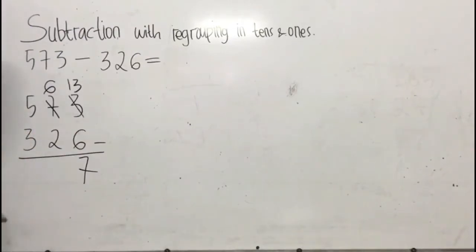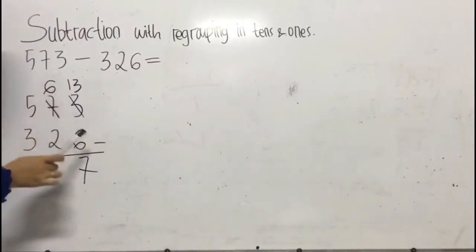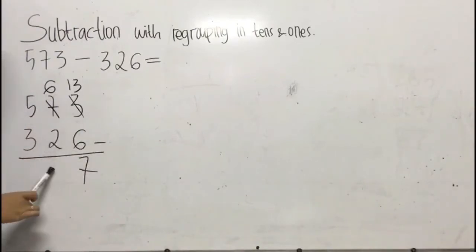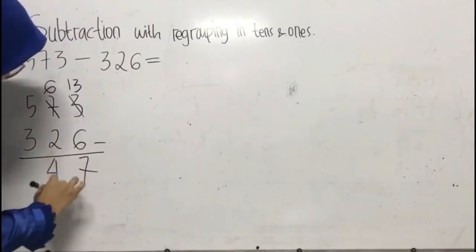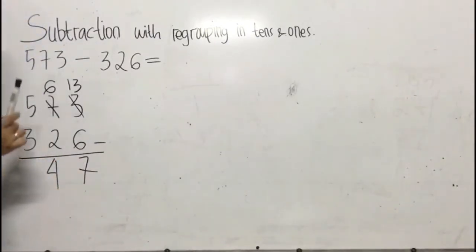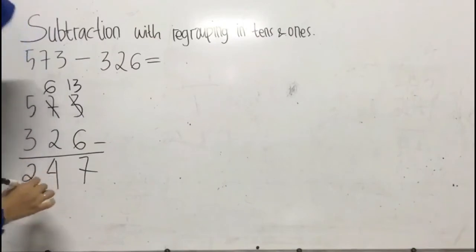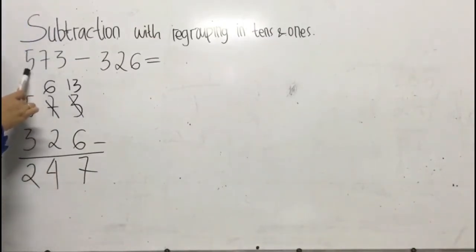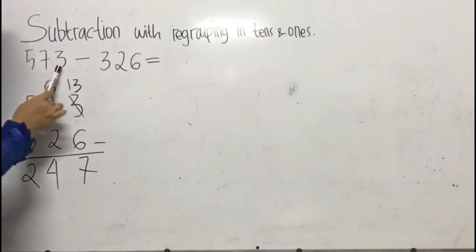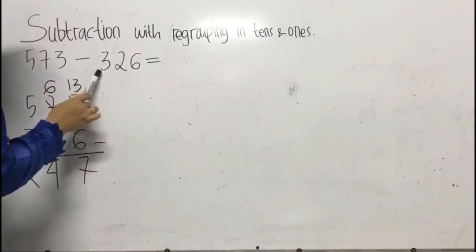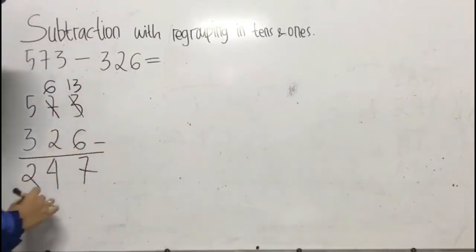And then subtract the tens. 6 tens minus 2 tens equals 4. Lastly, subtract the hundredths. 5 hundredths minus 3 hundredths equals 2. So 573 minus 326 equals 247.